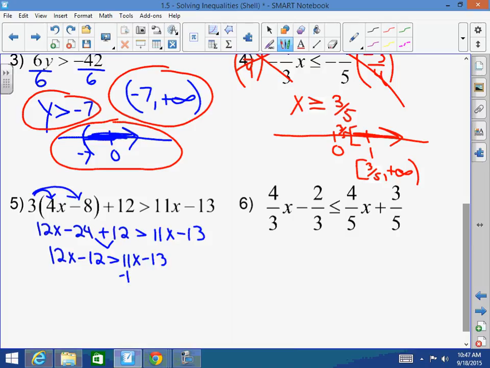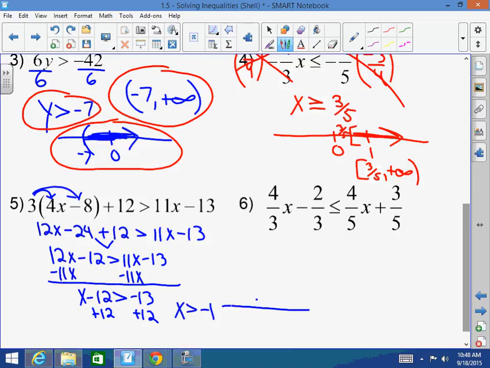Now I'm going to subtract 11x from both sides. Now x minus 12 is greater than negative 13. Add 12 to both sides. And x is greater than negative 1. My graph: 0, negative 1, parentheses, greater than, to the right. Interval notation, negative 1 to positive infinity.